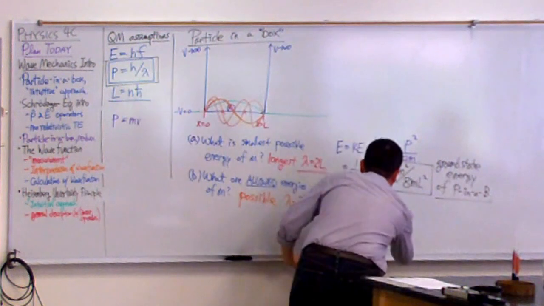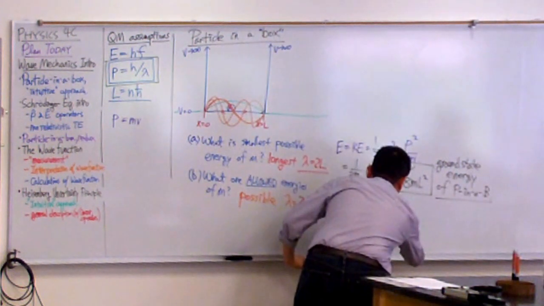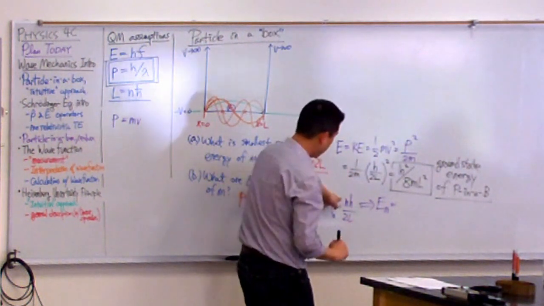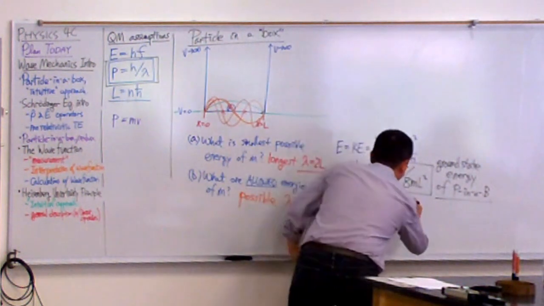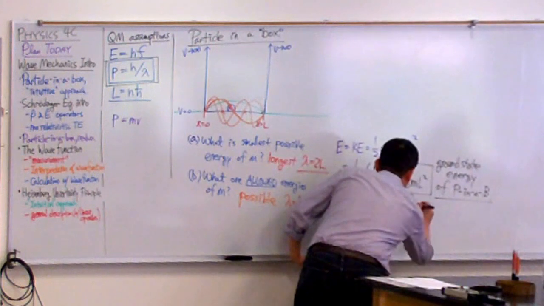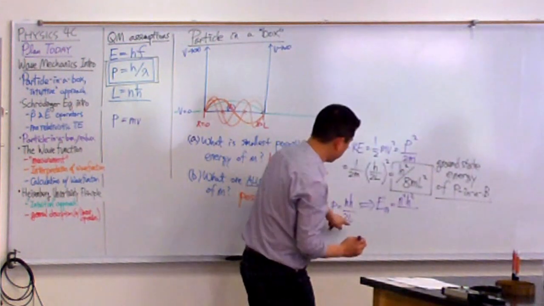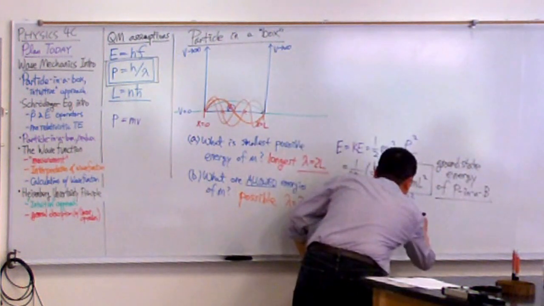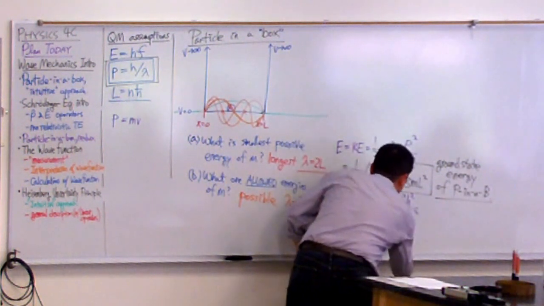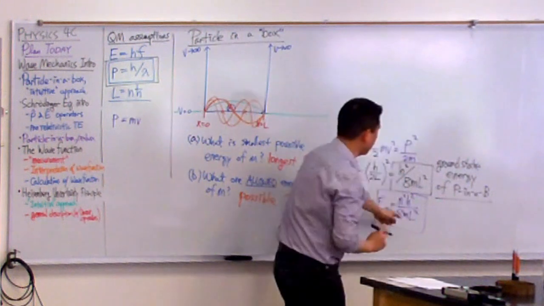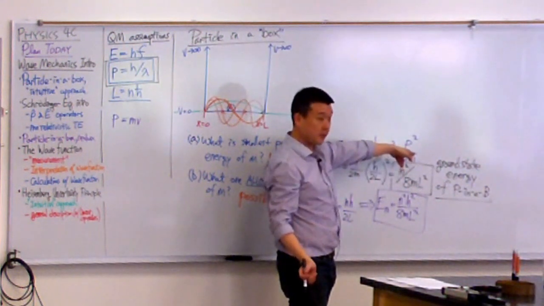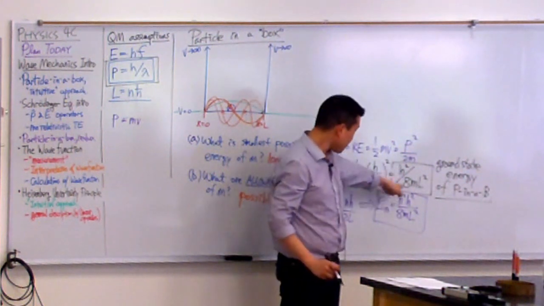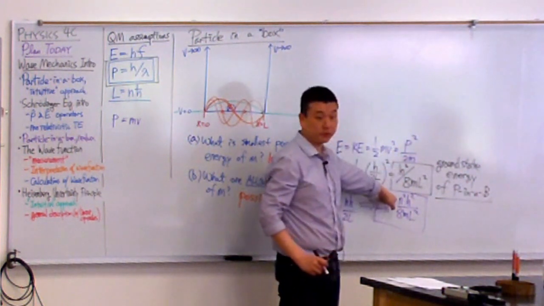The allowed energies would be this momentum squared divided by 2m, or n squared h squared divided by 2m times 2L squared. So the same, 8mL squared. This is remarkably similar to the lowest ground state energy. The only difference is that you have n squared. So this is a special case where n was equal to 1.